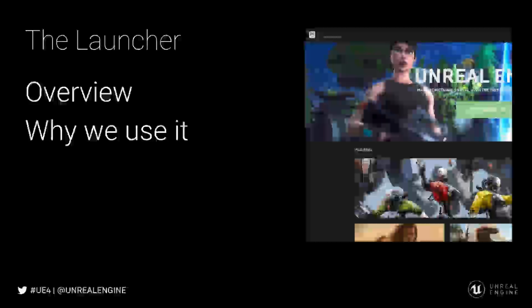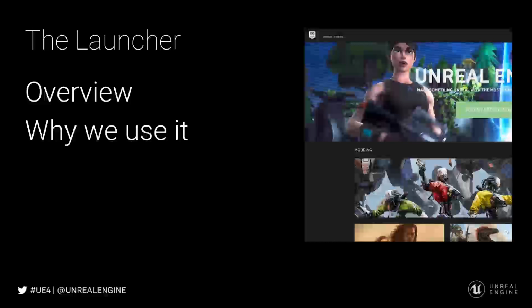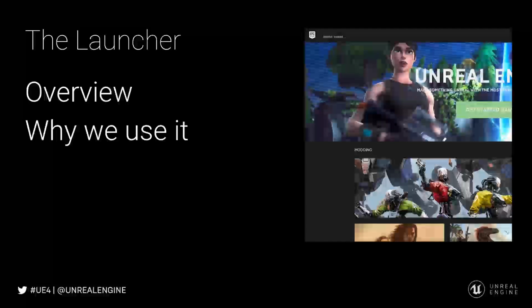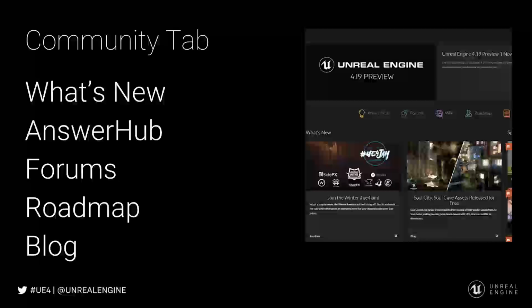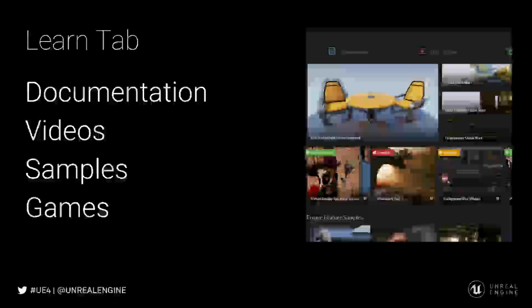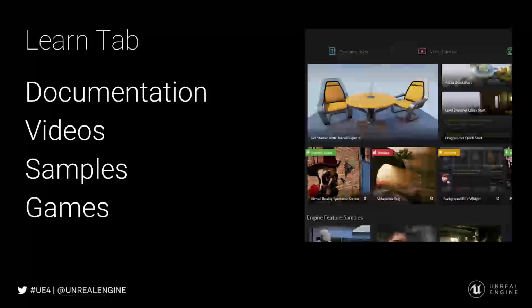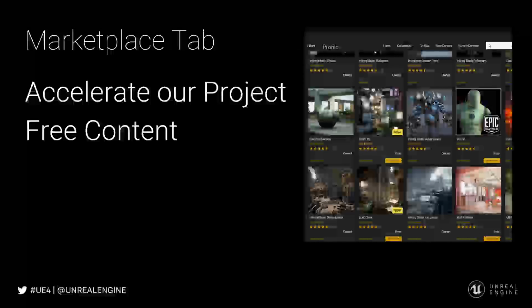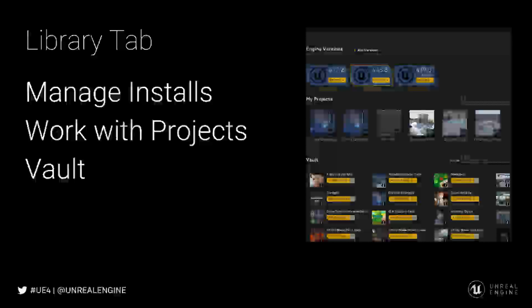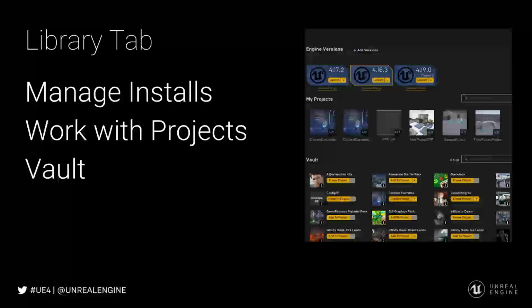We're going to learn about the launcher itself and the features it gives us as a portal to Unreal Engine 4. We're going to look at the different tabs, like the Community tab, which allows us to interact with the community directly. The Learn tab, it allows us quick access to the documentation and other ways of learning the engine. The Marketplace tab, it allows us to quickly accelerate our project and provides us with free content. The Library tab, it's our primary interface to our engine, our projects, and our vault, which holds items we've purchased and downloaded from the launcher.